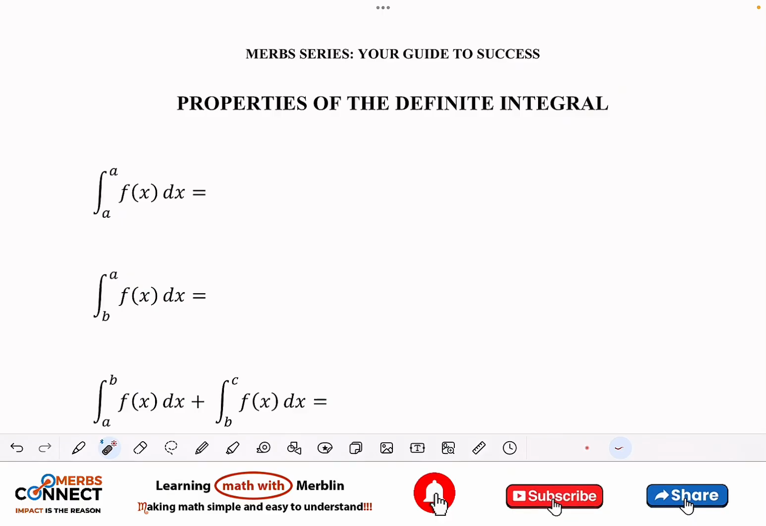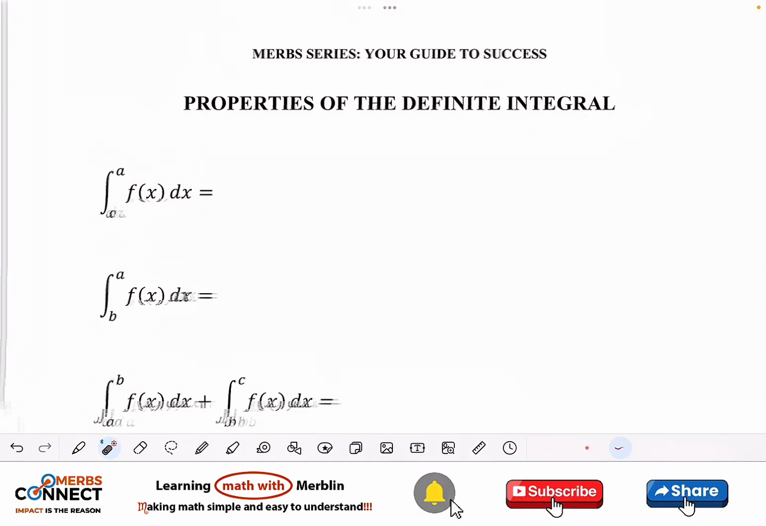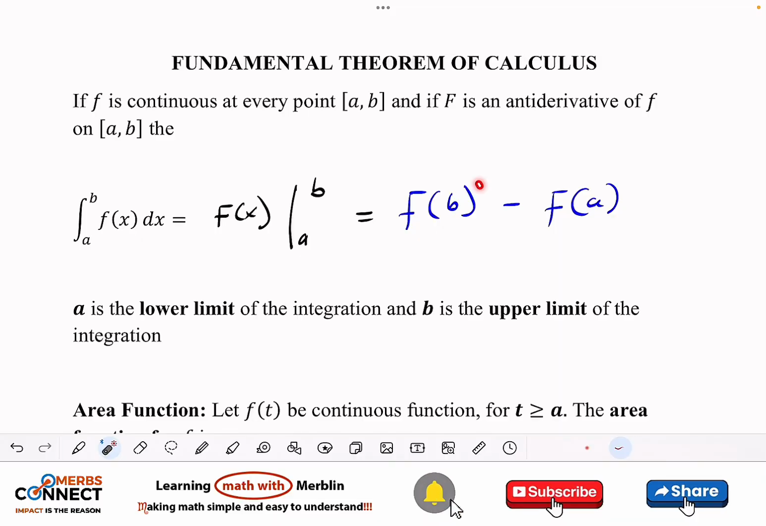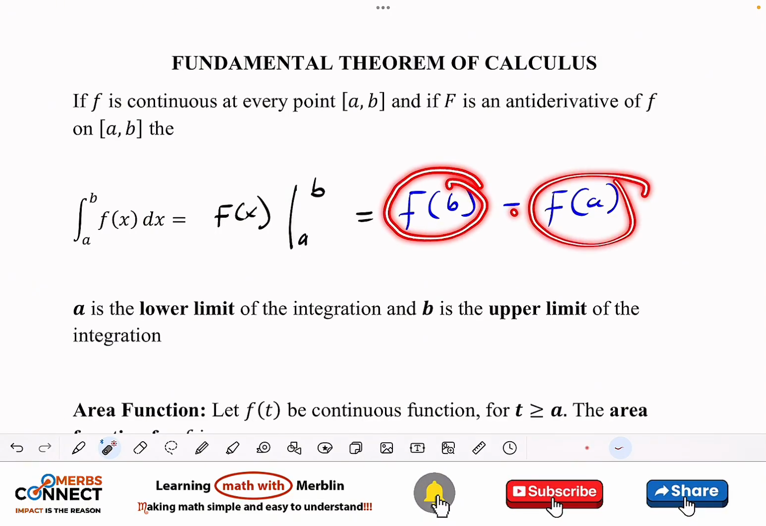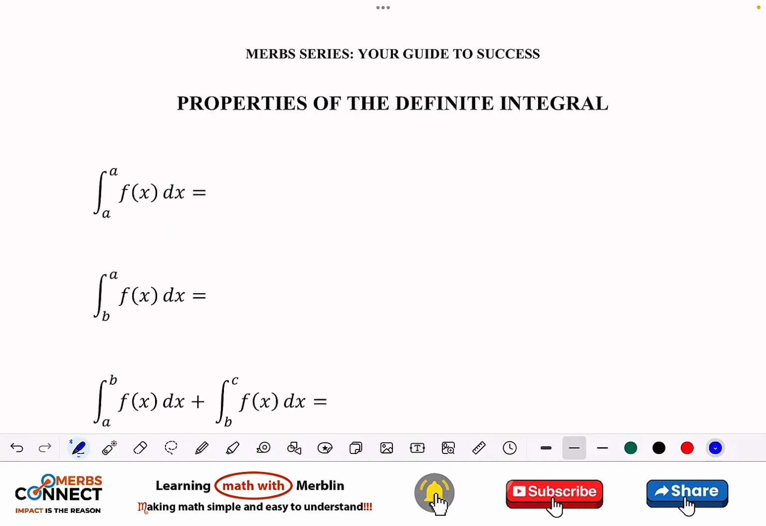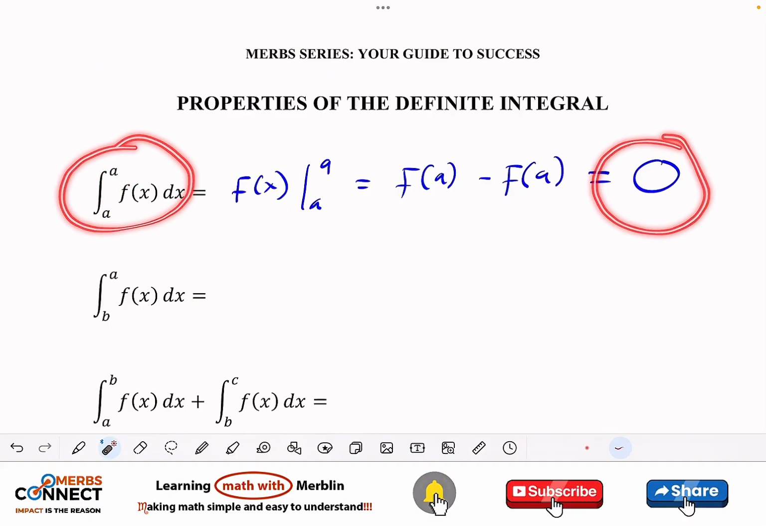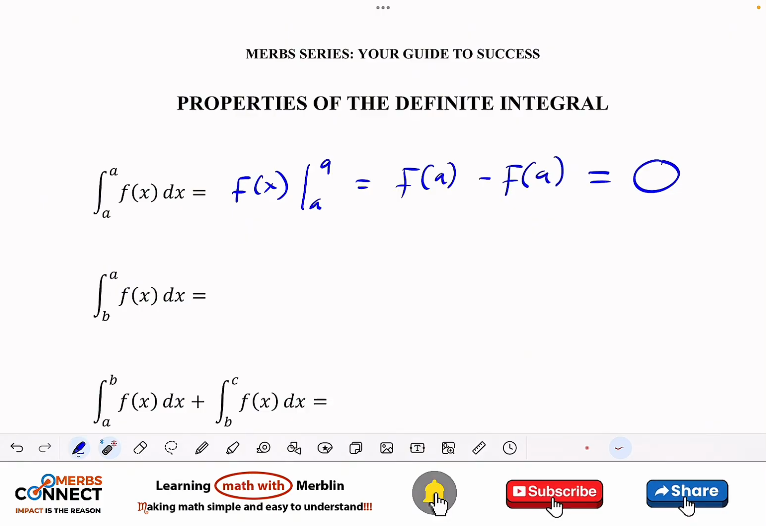So that is the fundamental theorem. Now let's look at some properties of definite integrals. Anytime I'm integrating, remember what we just did with the fundamental theorem: I need to have big F of b minus big F of a. So when I have the integral from a to a, this is going to give us big F of a minus big F of a, and this one is going to give us 0. So anytime you have the same limit, the integration goes to 0. That's one thing that you need to know.